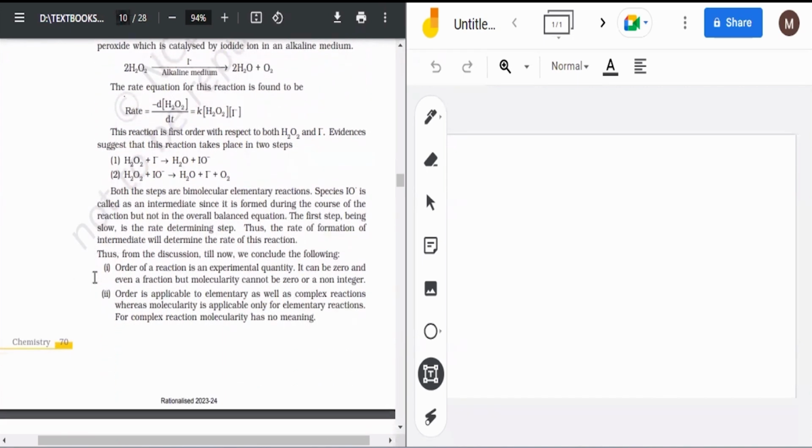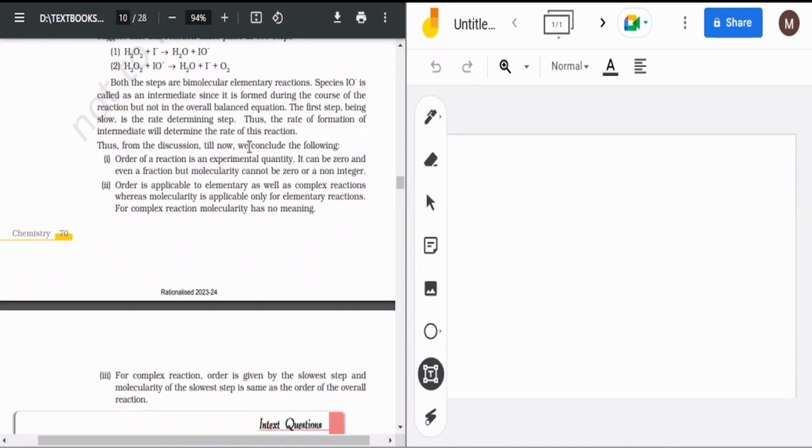So this is RDS, and first the rate of formation of amine intermediate will determine the rate of the reaction. And order of reaction is an experimental quantity, as I told you. It can be 0 and even a fraction, but molecularity cannot be 0 or non-integer. ये बात ध्यान रखना, molecularity कभी fraction नहीं हो सकती, कभी 0 नहीं हो सकती. It can be just 1, 2, 3. And order is applicable to both elementary as well as complex reactions, whereas molecularity is applicable only for elementary reactions.